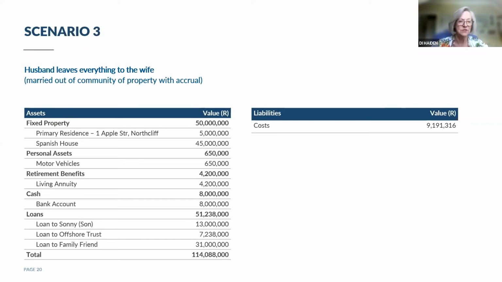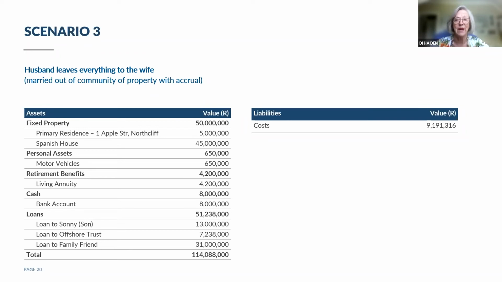We've got personal assets. He's got his cars. We've got the living annuity. We're still in there. Cash, he's got cash now of 8 million. But he has been very clever, our Joe, because he now has put money into trusts. So he's also lent his son some money, which very lucky for the son, 13 million rand. He's put money into an offshore trust of 7 million rand, and this is where it begins to count.